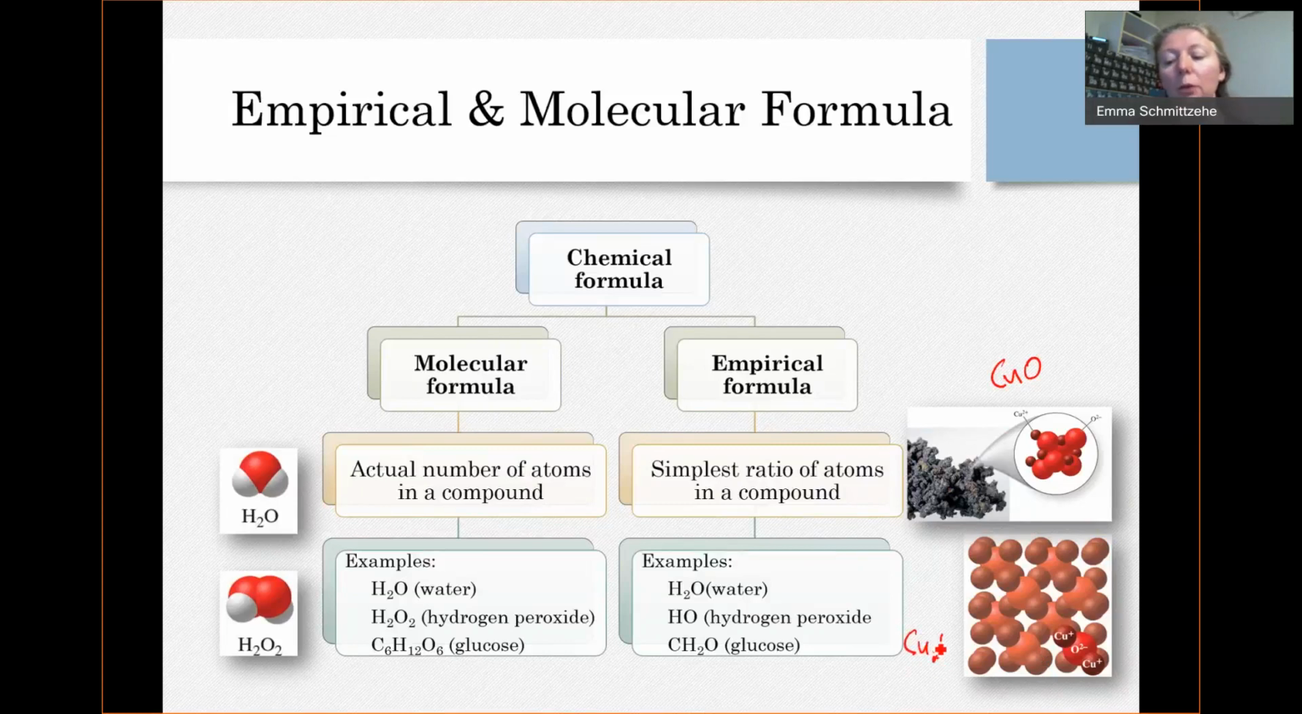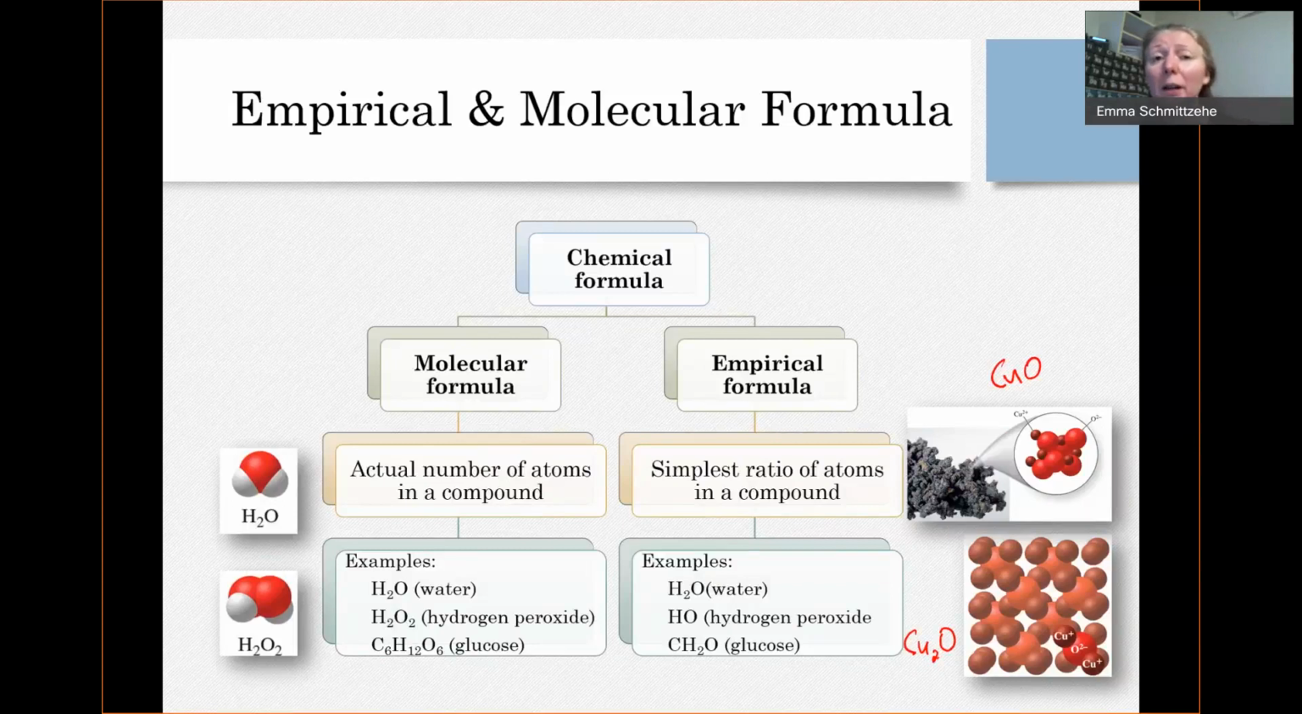Whereas if we have Cu+ and O2- in a lattice, Cu2O would be how we write the chemical formula, which would be the molecular formula, so the true ratio of those things, but it also is the lowest ratio that we could have, and so that would also be the empirical formula.